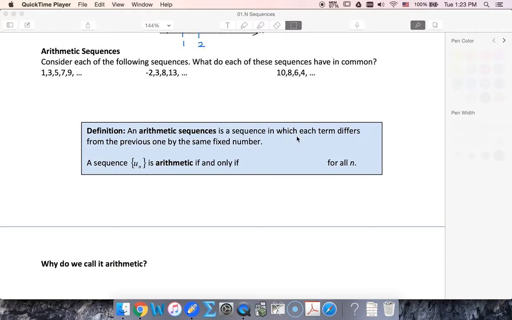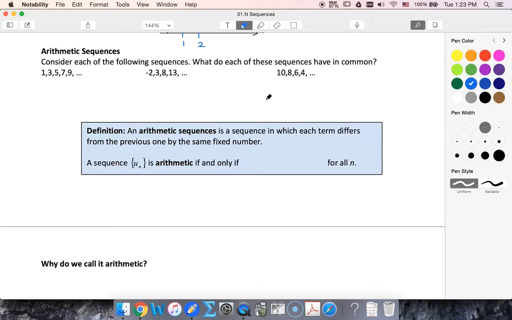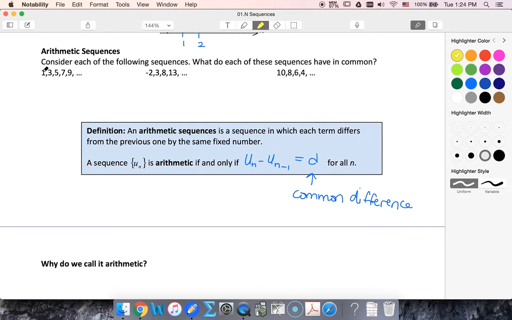A sequence in which each term differs from the previous one by a fixed number. So we take a term and find the difference between it and its previous term. n minus 1 is going to give us our previous term, and that's always going to be a fixed value, which we're going to call d, for the common difference. We should be able to pick any two consecutive pairs in our sequence.